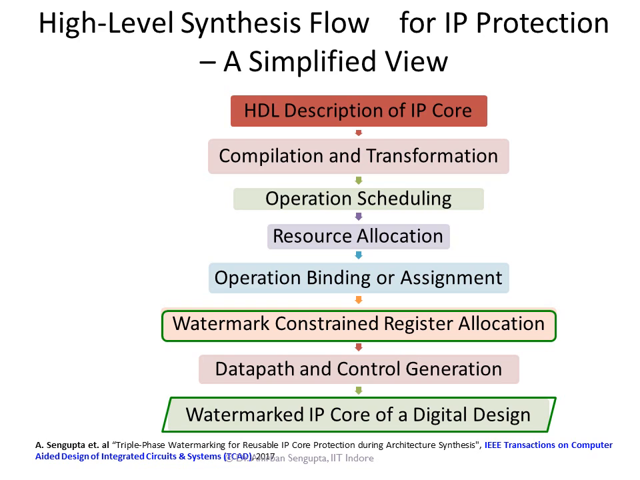So how it works is we have an HDL description of an IP, followed by compilation and transformation. Then we perform operation scheduling, resource allocation, and binding assignment, and then we apply the watermark constraint, perform the watermark-constrained resource allocation process to generate the data path and controller, and finally we have a watermarked IP core.